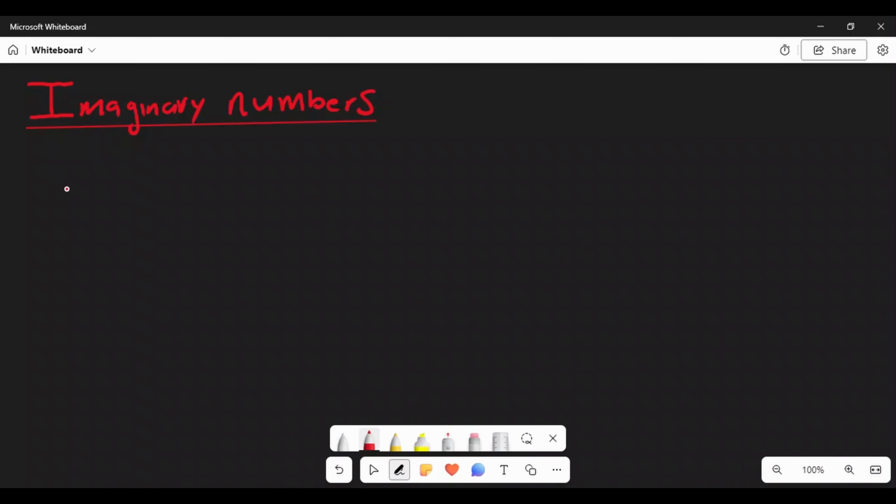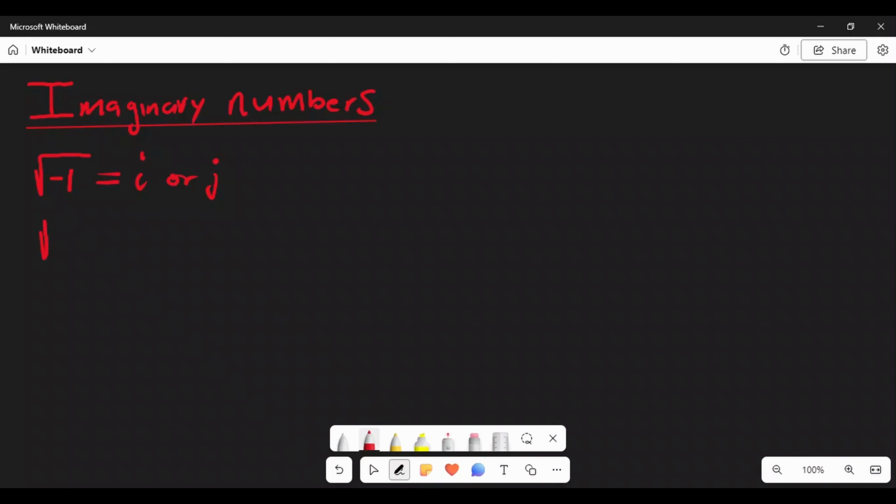Alright guys, so let's start with our introduction to imaginary numbers. So what are imaginary numbers guys? Imaginary numbers basically are the numbers that are negative which are under the square root. Now let's do this example here. When you have negative 1 under the square root, we say this is equal to i, which represents imaginary numbers, or some books use j to represent imaginary numbers.